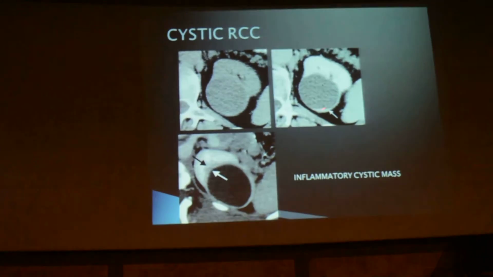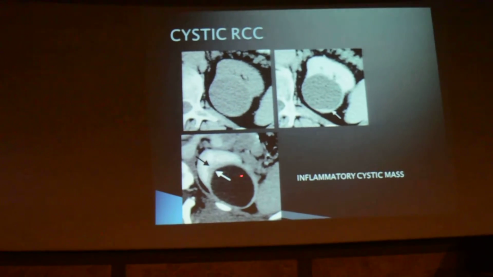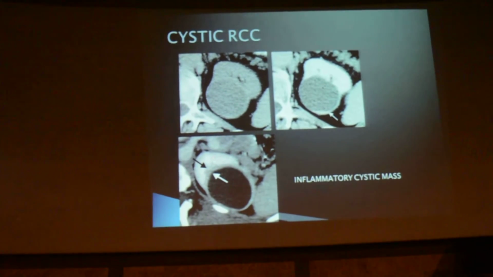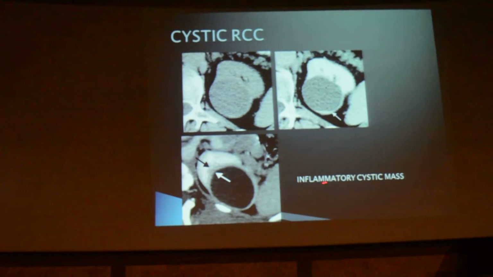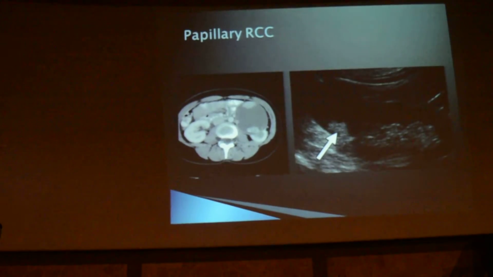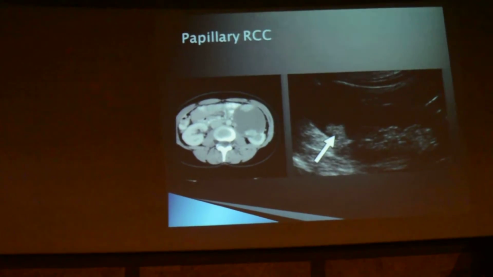How do you differentiate this? Enhancement of the wall of an inflammatory cystic mass is less than the cortical enhancement. And you can see some edema around it. This is what is an inflammatory cystic mass. And this is a papillary RCC.